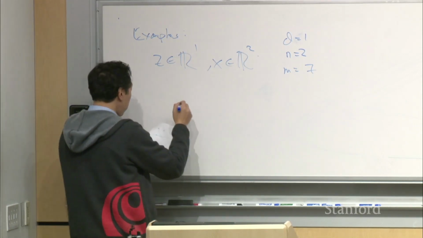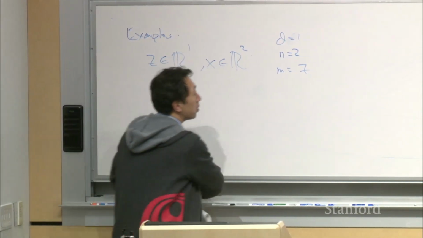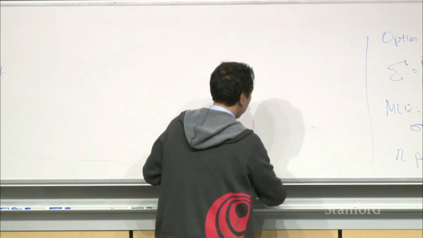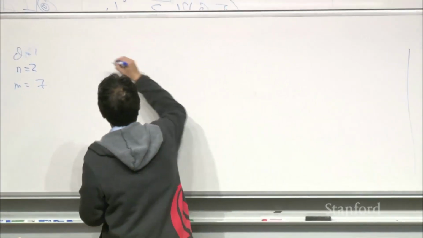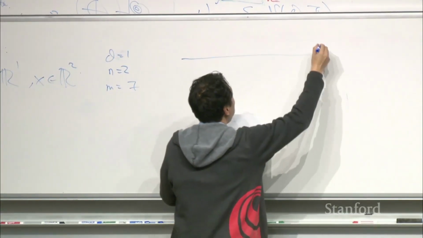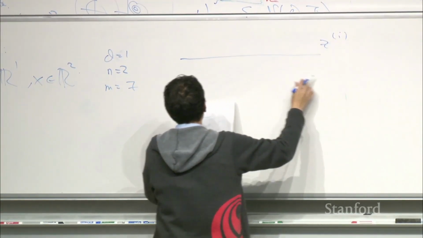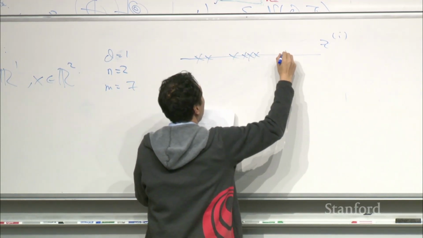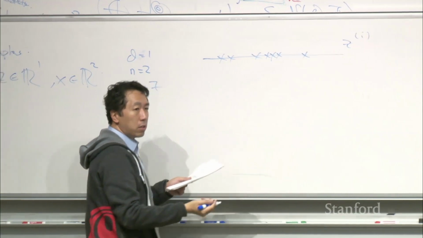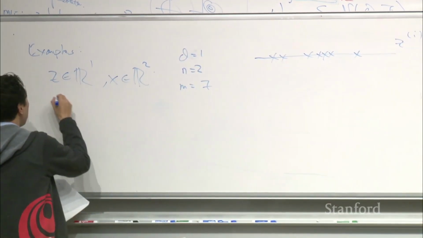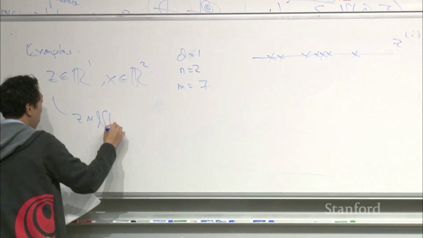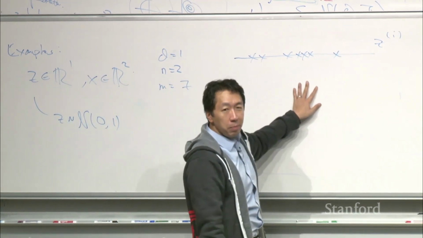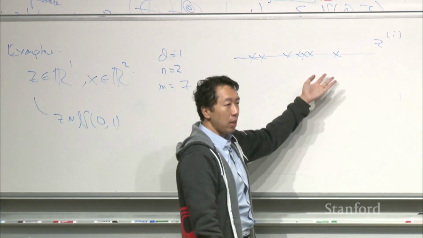Let me just draw this here. This would be a typical sample of z_i, where z is just drawn from a standard Gaussian, with mean zero and unit variance. So that's the number line, and if you draw 7 points from a Gaussian, maybe you get a sample like that.